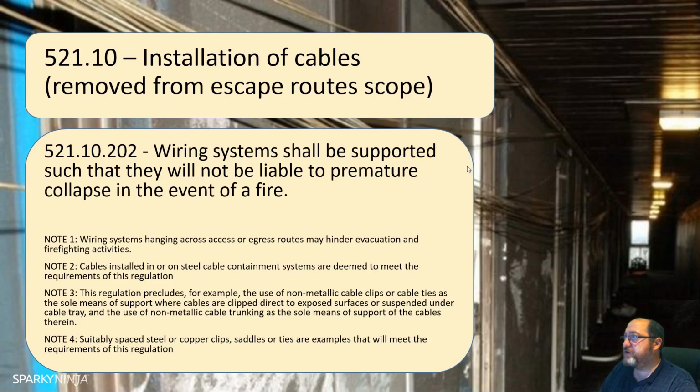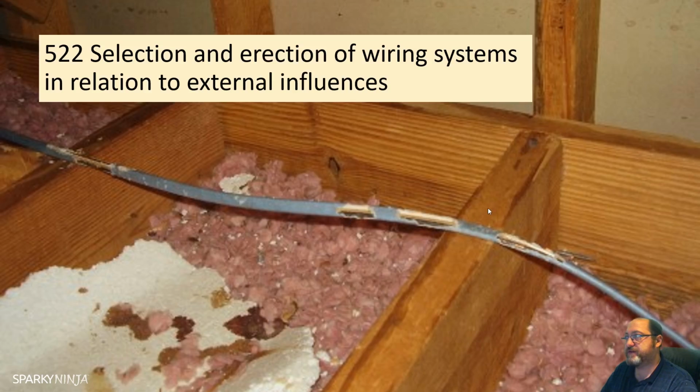Okay, we then have 522, which is selection and erection of a wiring system in relation to the external influence. So what are these external influences? Well, that one's obvious, isn't it?